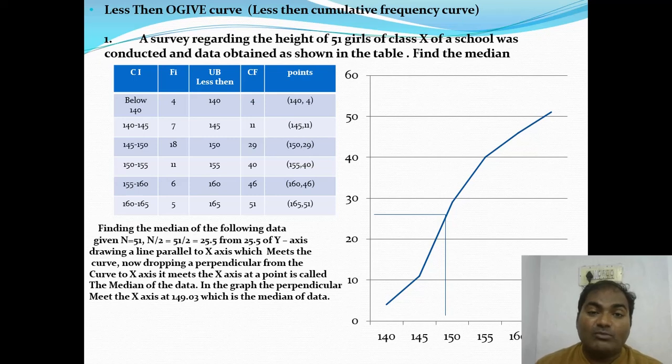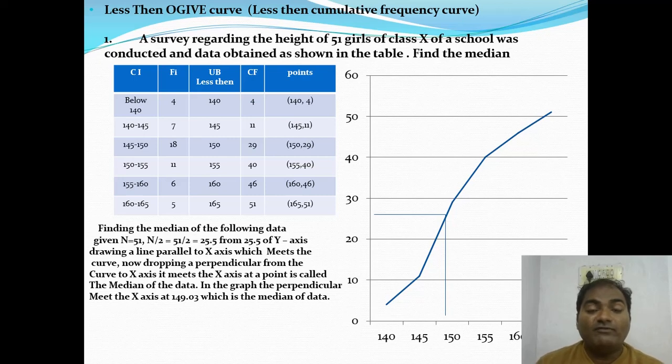So after plotting them on the x-axis and y-axis, we are going to join all the points accordingly with a freehand smooth curve. We should not use any scale. We are going to draw it freehand. We see that they are joined and we get an S-shaped curve.